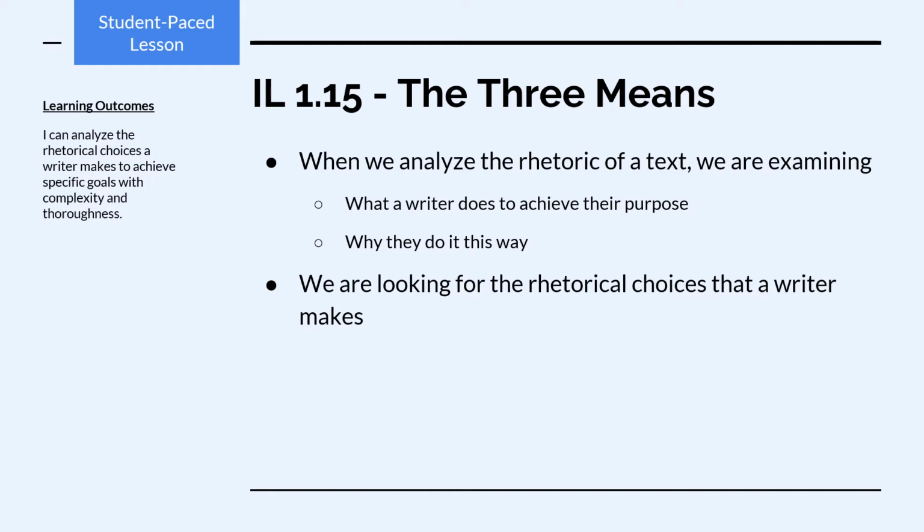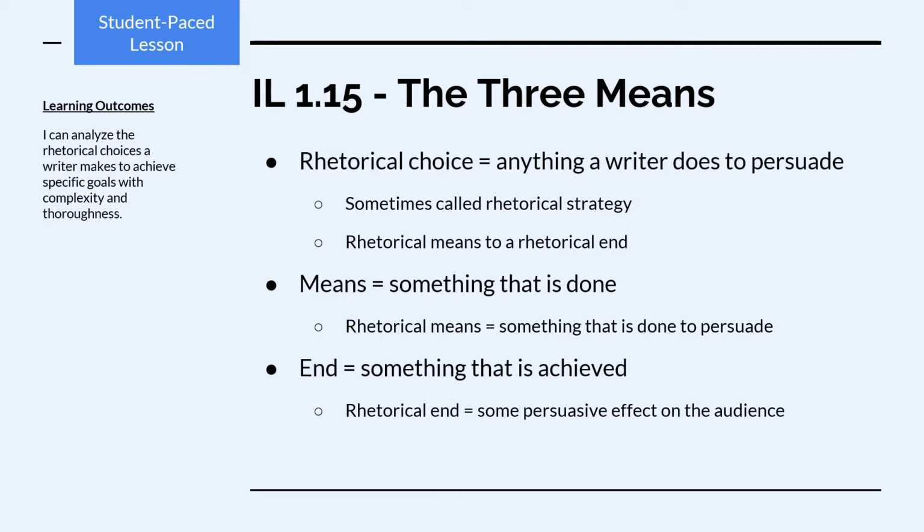When we analyze the rhetoric of a text, we are examining what a writer does to achieve their purpose and why they do it this way. We're essentially looking for the different rhetorical choices that a writer makes. A rhetorical choice is just anything a writer does in a text to persuade. We sometimes call these rhetorical strategies, but essentially they're any rhetorical means to a rhetorical end.